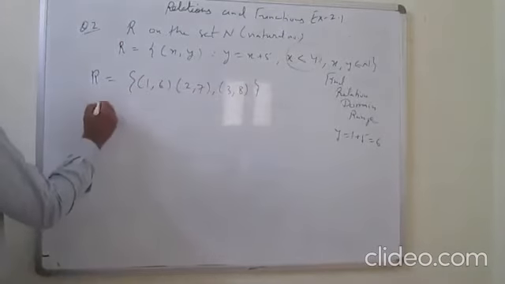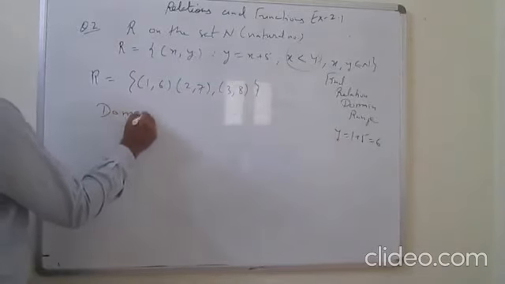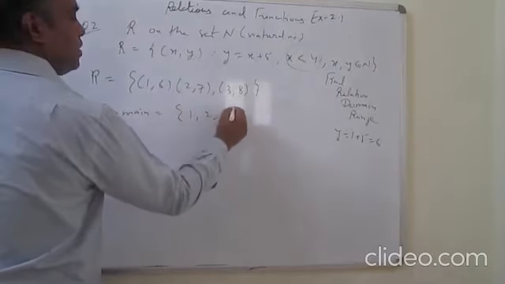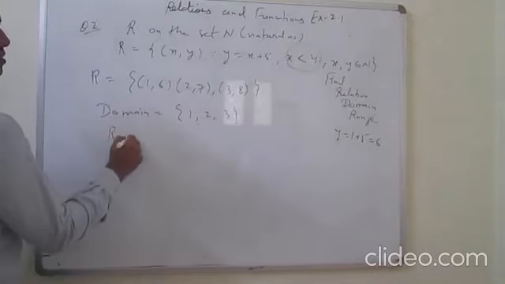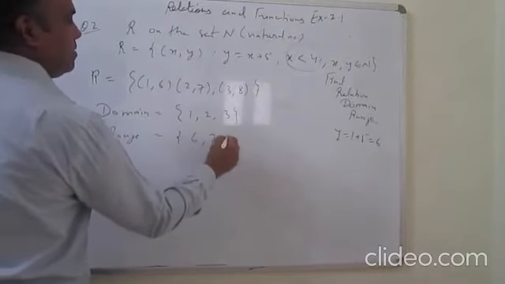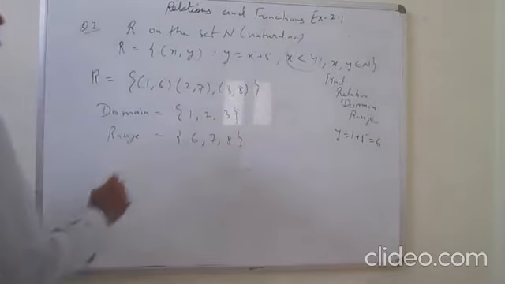So what is the domain? Elements of first set: 1, 2, 3. What is range? 6, 7, 8 is the range.